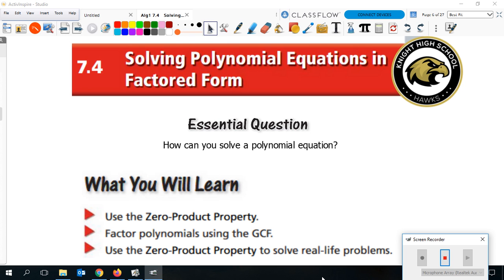Well, welcome back, Algebra 1 students. Here we are. We're going to solve some equations today with polynomials. Solving polynomial equations in factored form is what we're talking about in 7.4 on the Big Ideas curriculum. And what we're learning in this lesson is a new property called the zero product property. We're also going to learn a little bit about factoring polynomials using a GCF, which stands for greatest common factor. Let's jump right in.